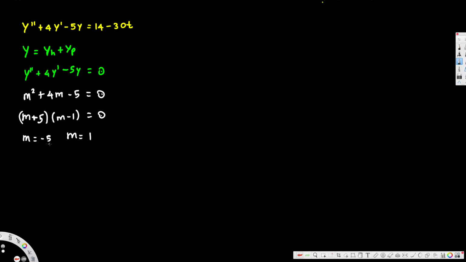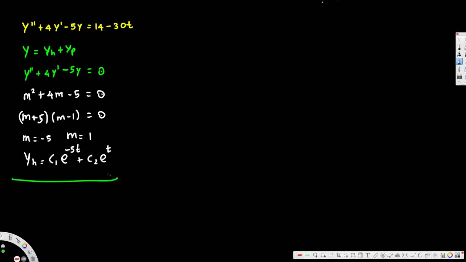Here we have distinct real roots, so the homogeneous solution is going to be in this pattern. Y homogeneous is going to be c1, a constant, multiplied by e power negative 5 multiplied by t, because this is t related, so we put t right here, and then c2 e power 1 times t, that's going to be just t. Now we found out the homogeneous solution. The next thing is we have to find out the particular solution.